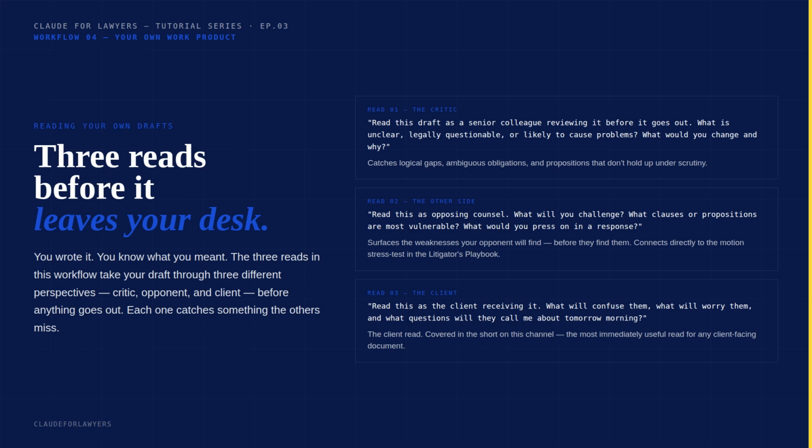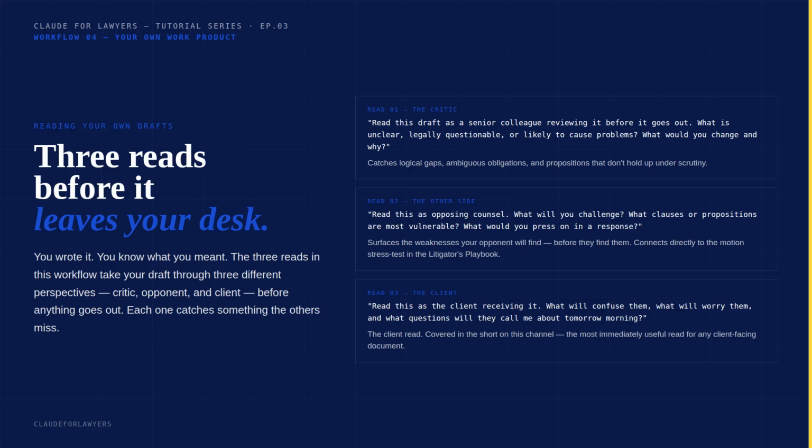The first read, the critic. Read this draft as a senior colleague reviewing it before it goes out. What is unclear, legally questionable, or likely to cause problems? What would you change and why? This catches logical gaps, ambiguous obligations, and propositions that don't hold up under scrutiny.